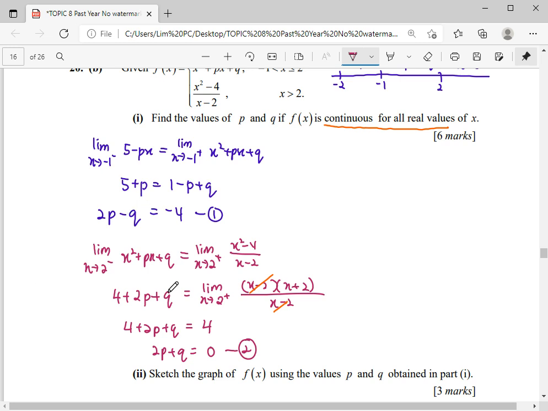We can see in our simultaneous equations that one has negative q and one has positive q. We can do the elimination method by adding equation 1 and equation 2. When we add them together, p gives 4p and q is eliminated. Then negative 4 plus 0 equals negative 4, so p is equal to negative 1. Then substitute into either one of the equations. I pick number 1.